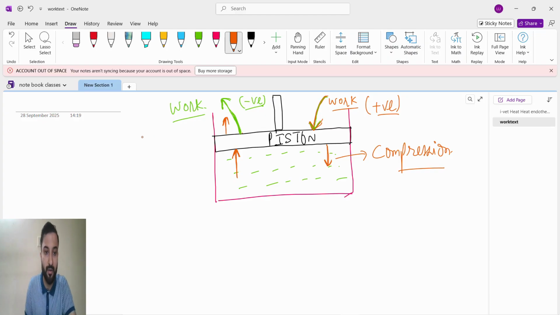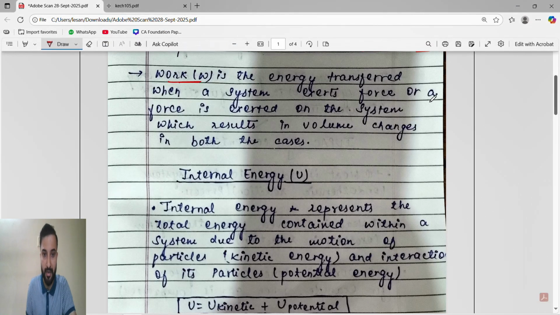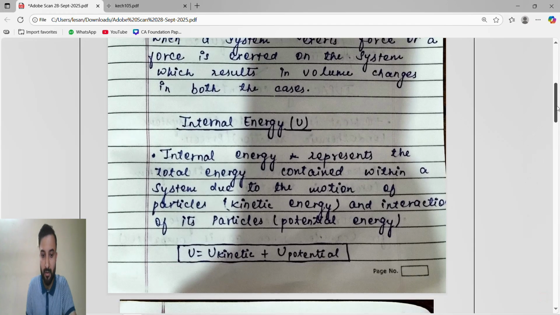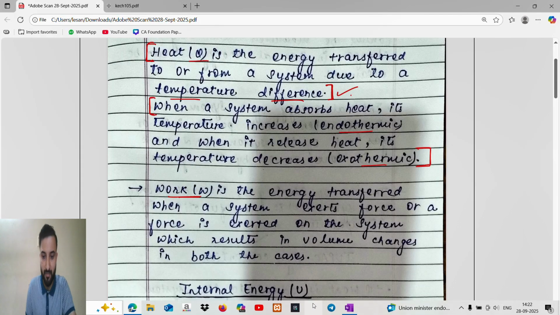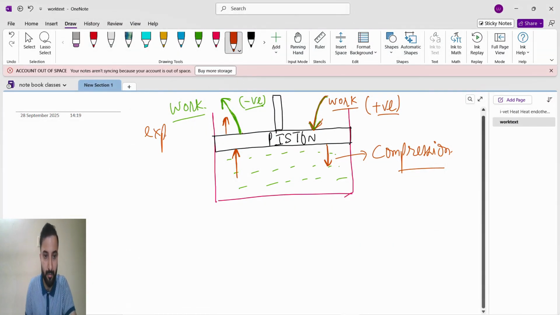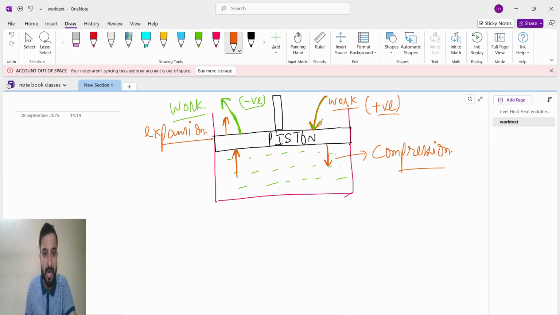If the piston moves up, it is expansion. Sorry guys, I forgot that word. Understand, this is the work. If work is done on the system, anything happening on the system, then it is positive. If anything is happening away from the system, or by the system, or from the system, negative. Okay, so that is compression, that is expansion.